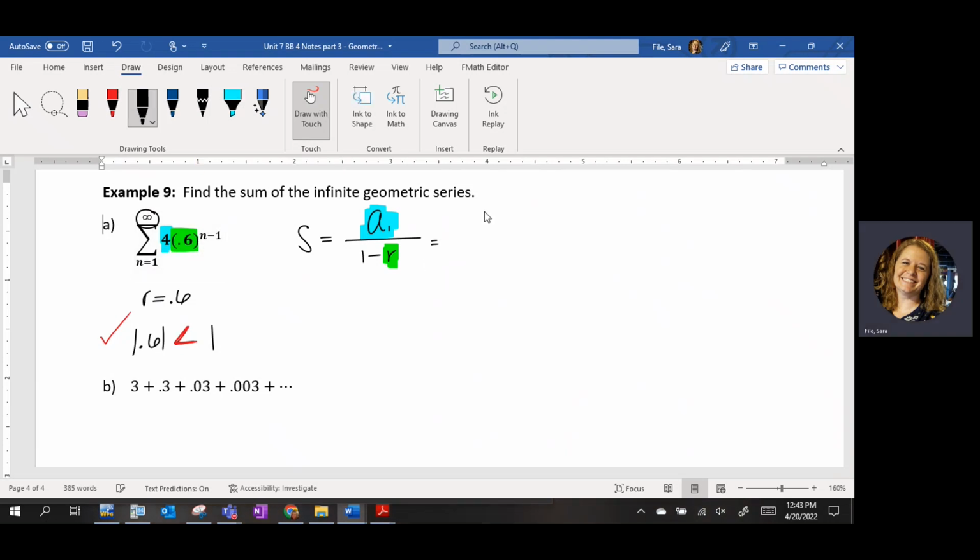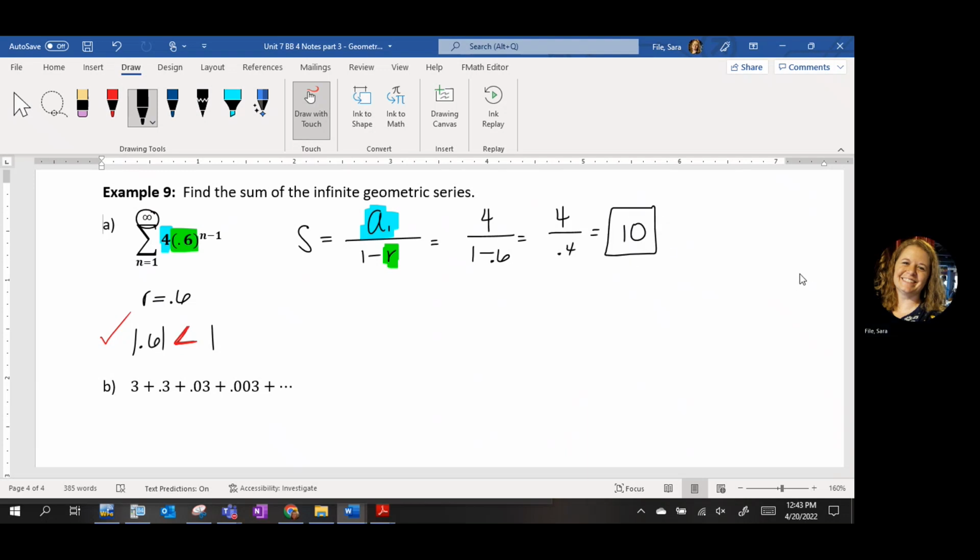So this would be 4 over 1 minus 0.6, which is 0.4. So 4 over 4/10, that can flip and multiply, that's 10. Okay, so the sum of that infinite series is 10.